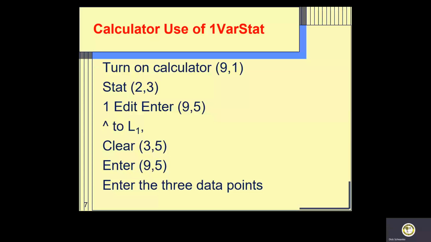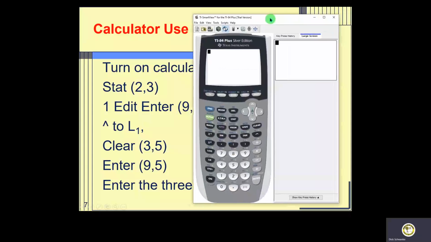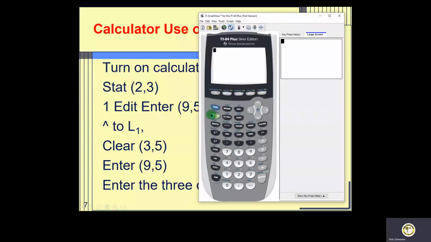So what do we want to do first? We want to turn on the calculator. Good start, huh? Okay, now on the screen here, you'll see I've got numbers. This refers to the rows and columns that we've got. So turn on the calculator at 9-1. That's right down there. Calculator's on. We want to go to stat, which is, see here, 2, 3. 2 rows down, 3 rows across. There's the stat key.